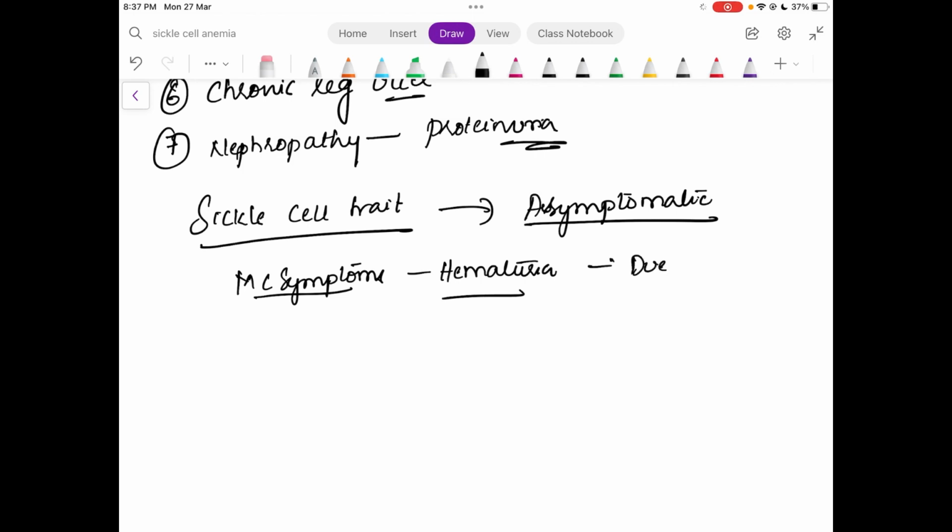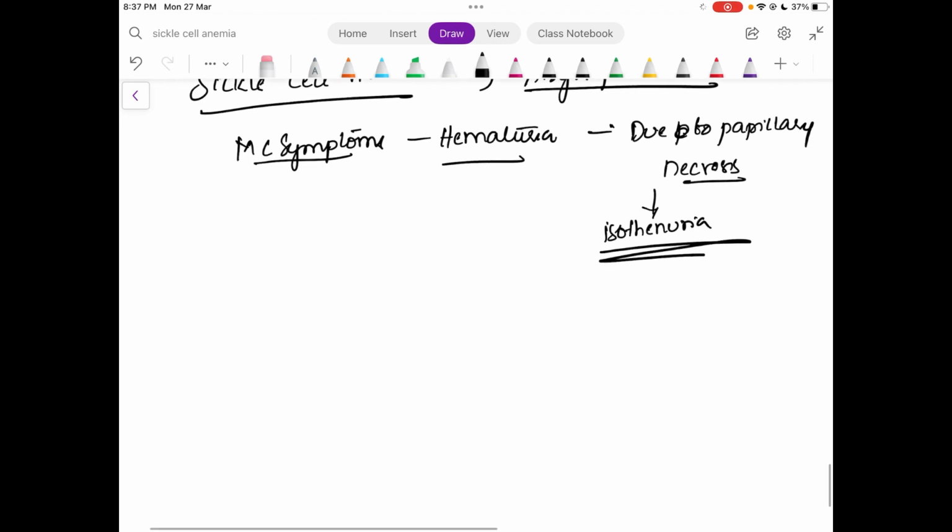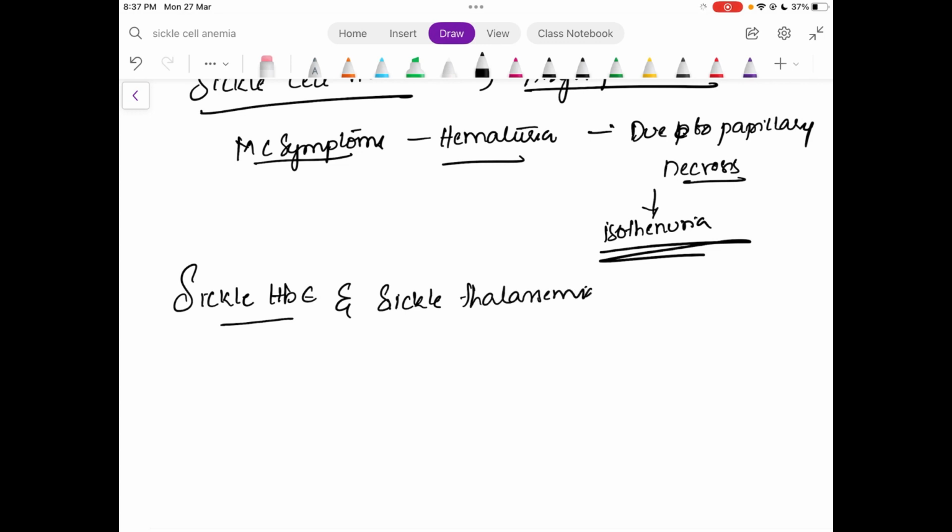It is due to papillary necrosis. And due to papillary necrosis, patient will have isosthenuria. Patients with sickle cell HbE and sickle thalassemia will have milder symptoms, because these conditions will decrease polymerization.